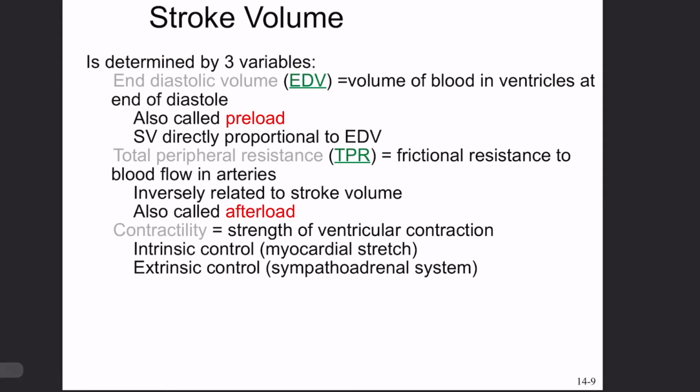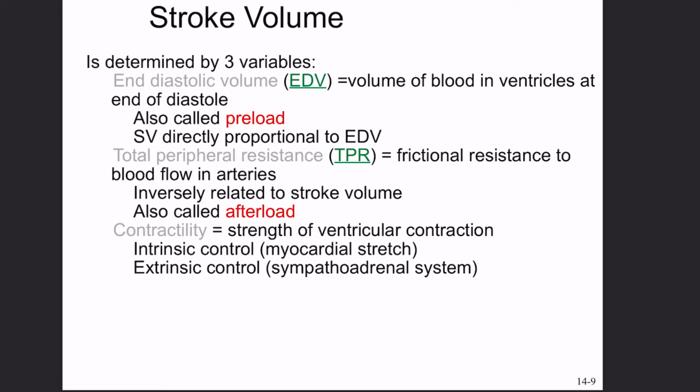So remember that the stroke volume is the amount of blood pumped per beat by each ventricle. And it is determined by 3 different variables, which we're going to talk about in detail now. First off, we have our end diastolic volume, and we spoke about this in the last video.